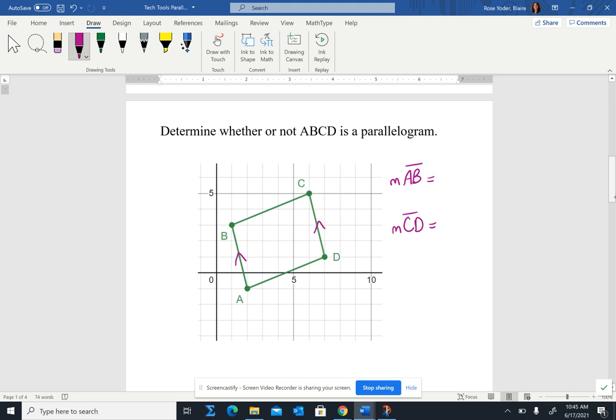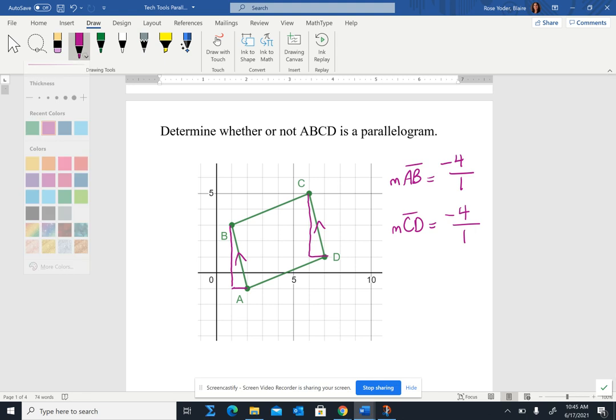So to find the slope of AB, I'm just going to count to get from B to A. You go down 1, 2, 3, 4 boxes and over to the right 1 box. Down 4, over 1. Notice that my slope is negative because the line segment slopes downhill. Now I'm going to do the exact same thing with CD. Down 1, 2, 3, 4 boxes and over 1. So yep, those two line segments are parallel.